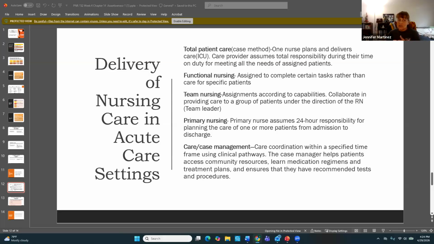And the case manager also is going to help them with resources from the community. They'll provide education as far as medications and treatments, making sure that they get their tests and their procedures done appropriately as well. And this can be any type of nurse, RN, LPN.